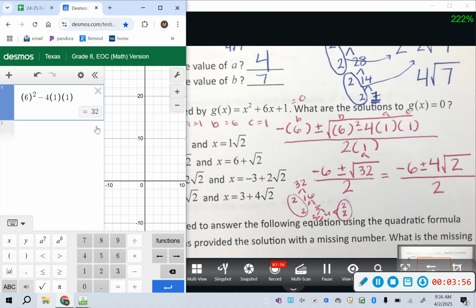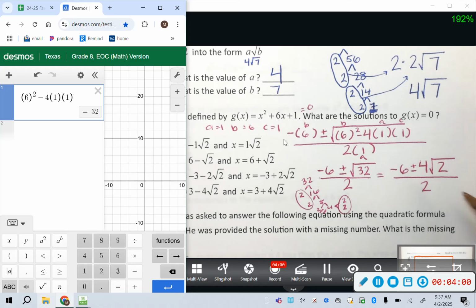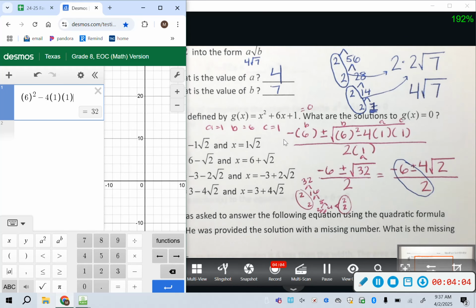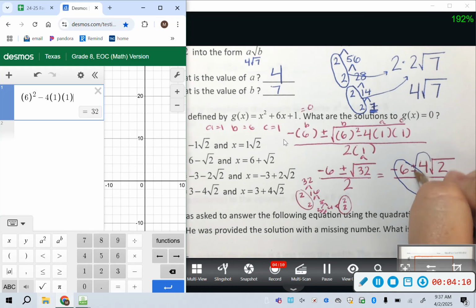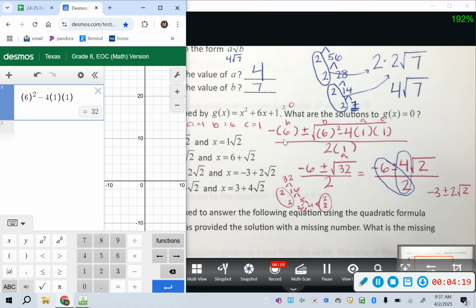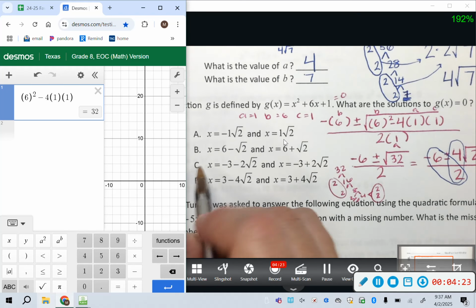So knowing that, okay, I need to simplify. So we can do the heart. I heart math. So this simplifies to negative 3 plus or minus. This simplifies to 2. Remember, you cannot simplify inside the house, only numbers outside. And there is my answer. Okay, so I have negative 3 plus 2 square root of 2, negative 3 minus 2 square root of 2, which is right here at C.